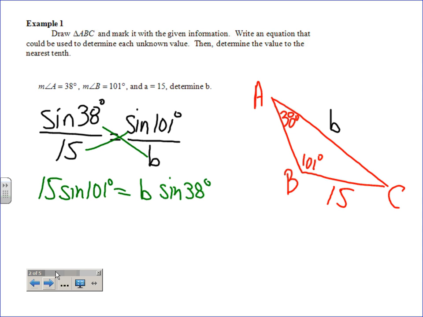So how do I get rid of the sine of 38, right? That's a decimal my calculator is going to take care of for me, right? How's it attached to B? By multiplication, so what are we going to do? Yeah, divide by it. Is that fine? Yeah. Because then divide by sine of 38.